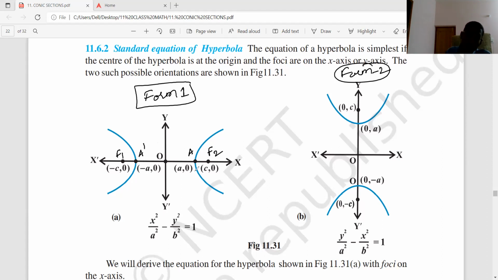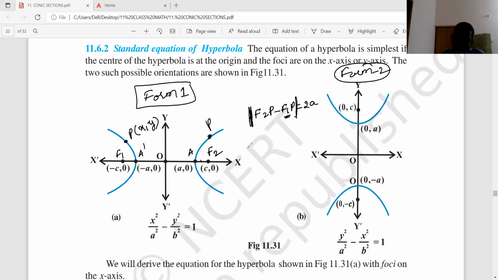How to start? Let's take P, a variable point (x, y), like the ellipse. What is the condition here? F2P minus F1P is always a constant, which is 2A. You have to keep the modulus like this because P can be here also. If P is here, then the value of F1P will be greater than F2P. That's the reason we put a modulus here.